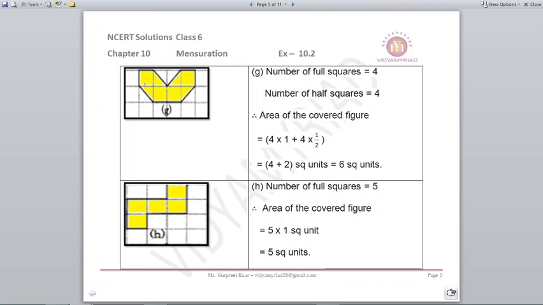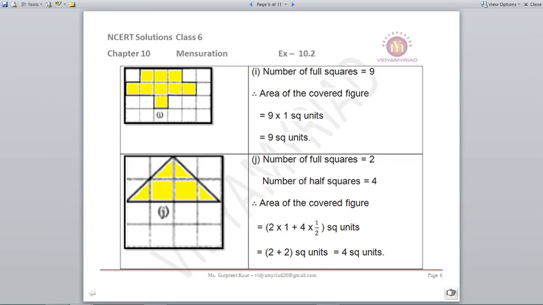H part, for this shape we require 5 full squares, so 5 multiplied by 1, 5 square units. Next, for this we need 9 full squares, so 9 multiplied by 1 is 9 square units.